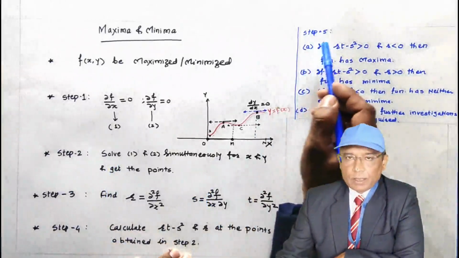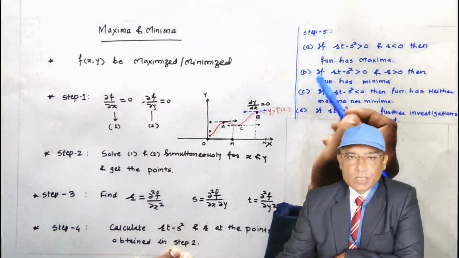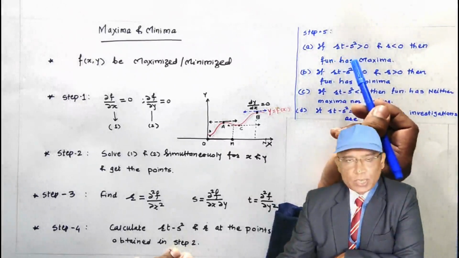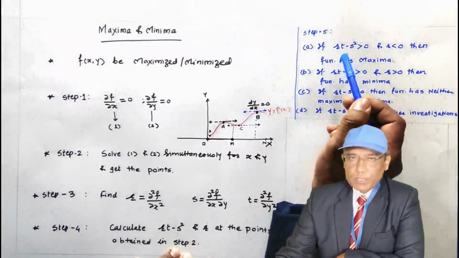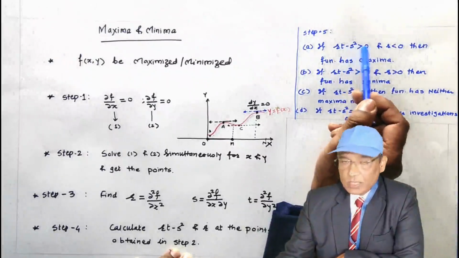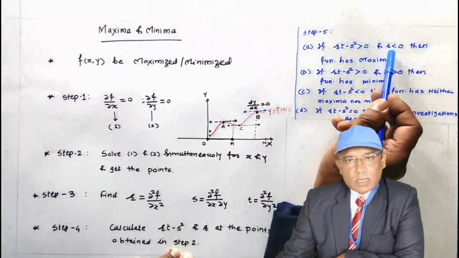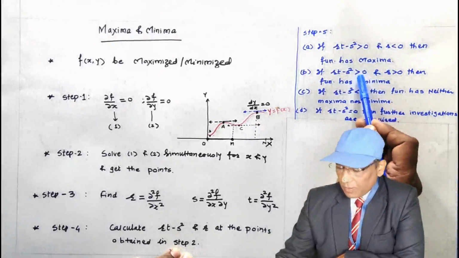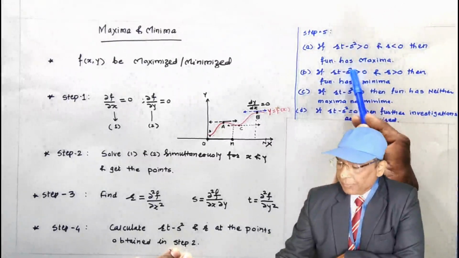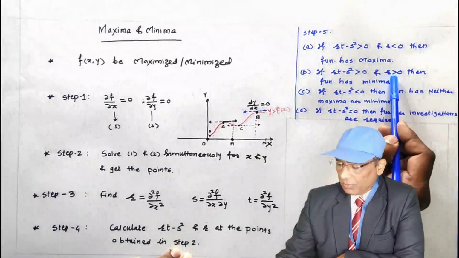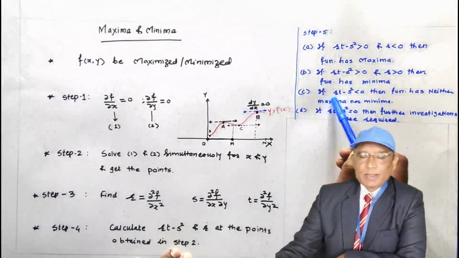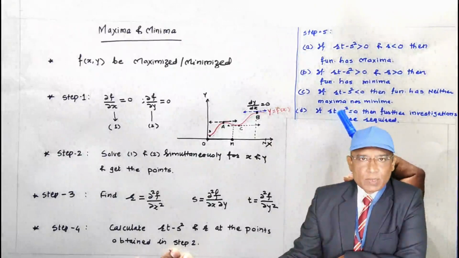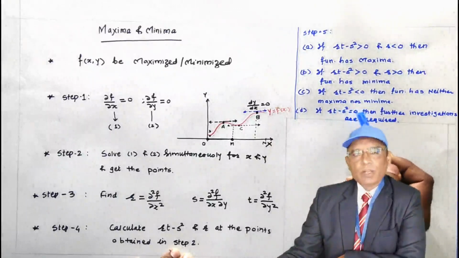And in step 5, we take the decision whether the function has maxima or minima, neither, or further investigations are required. This step is important. If rt minus s square is greater than 0, meaning positive, and r is less than 0, meaning negative, then the function has a maximum. Rt minus s square greater than 0 is common in these two cases, and if r is greater than 0, meaning positive, then the function has a minimum. If rt minus s square is less than 0, the function has neither maximum nor minimum, and if rt minus s square vanishes, meaning equal to 0, then further investigations are required.